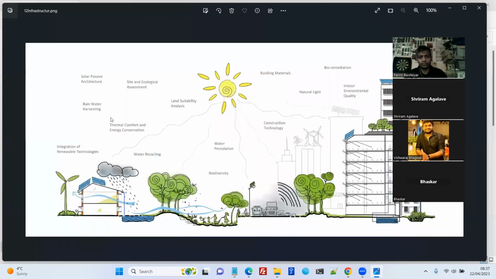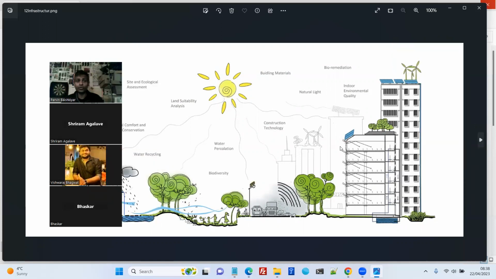And of course, how can a building be sustainable? The integration of renewable technology, rainwater harvesting, solar passive architecture, site and ecological assessment, land suitability analysis, water pollution, biodiversity, water recycling. So the same building can be looked at, and now it suddenly becomes very attractive. This could be one of the top buildings in the world now, because it has eco built in it.